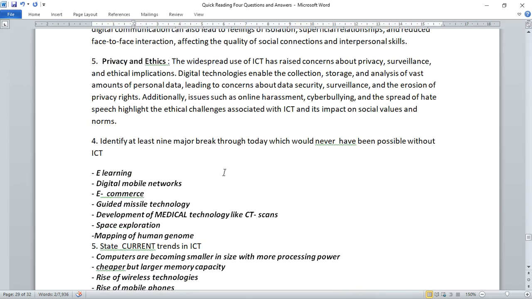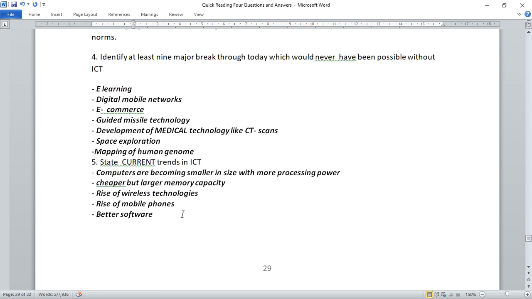Identify at least 9 major breakthroughs today which would never have been possible without ICT. So we have e-commerce, we have e-learning, digital mobile networks, we have guided missile technology, development of medical technology like CT scan, space exploration, mapping of human genome, etc. So these are some of the breakthroughs that would not have been there if there was no ICT.